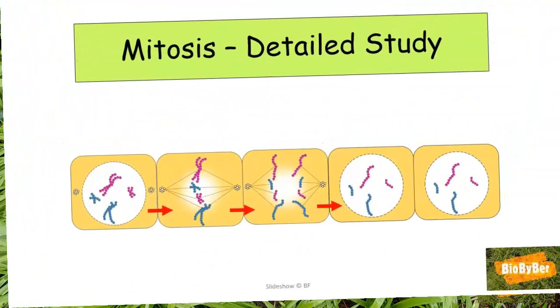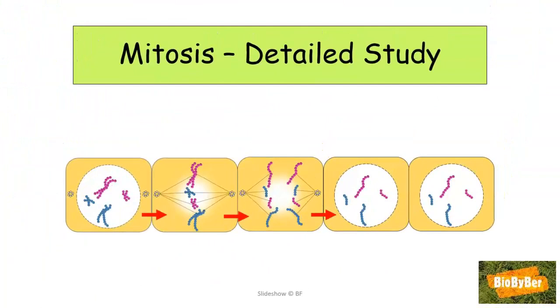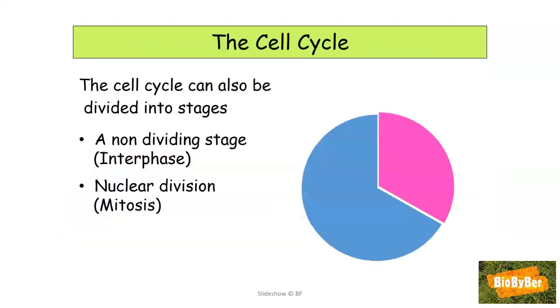Let's look at a detailed study of mitosis. You might remember the cell cycle from a previous video. The cell cycle, or the life cycle of a cell, can be divided into stages. Interphase is the stage in the cell cycle during which cells are not dividing. Mitosis is the division of the nucleus to produce two genetically identical daughter cells.